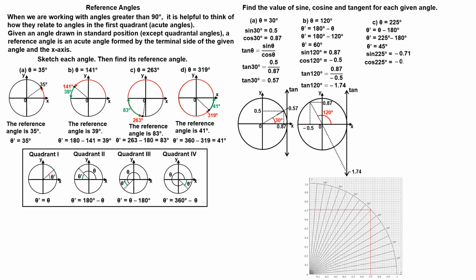To get the tangent, we divide the sine by the cosine. You should always keep in mind where these values are in the unit circle.